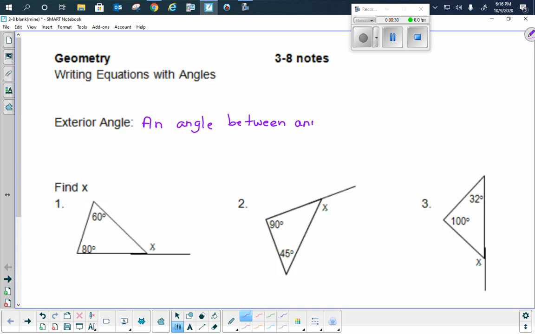any side of a shape, and a line extended from the next side.